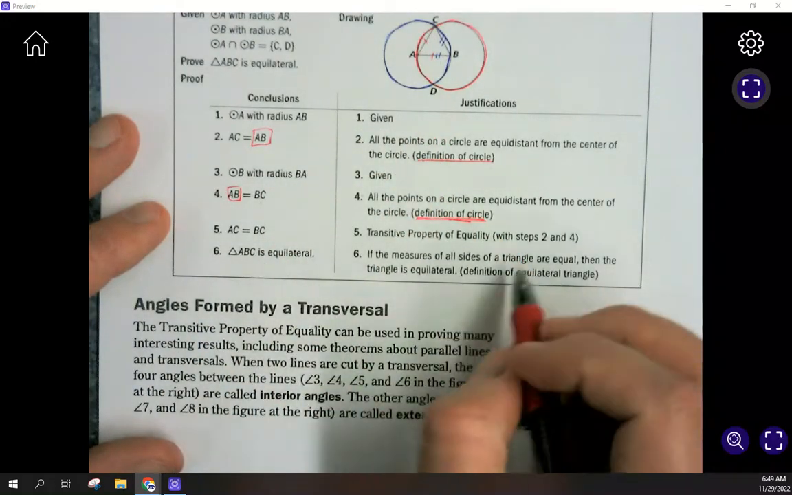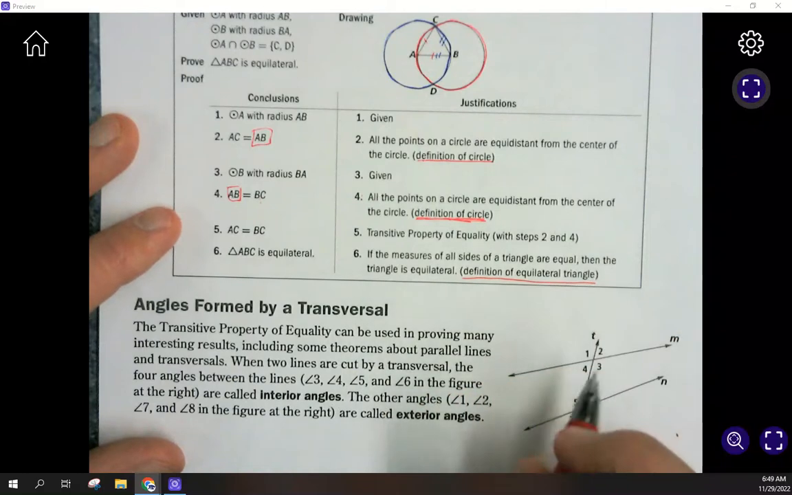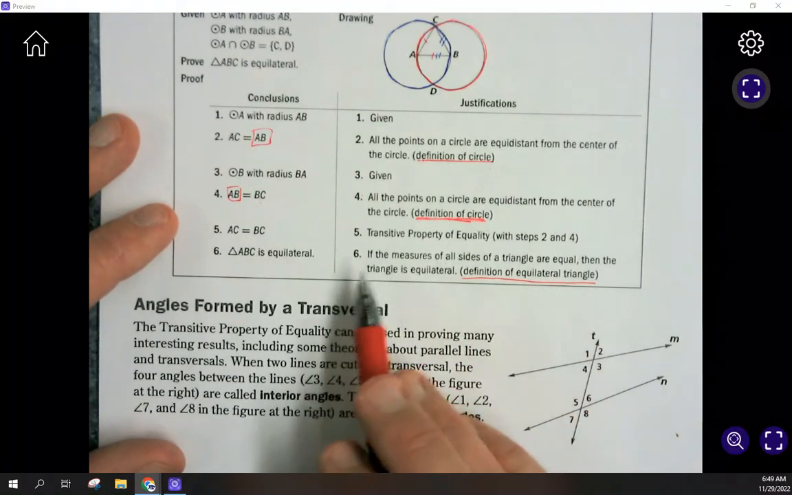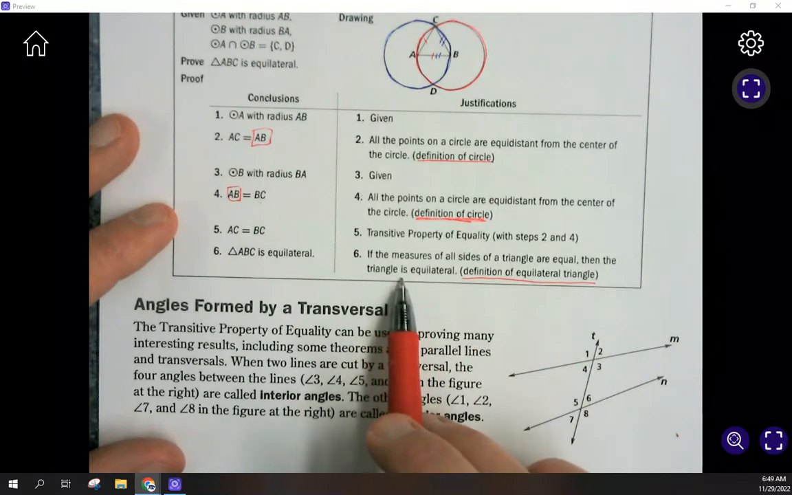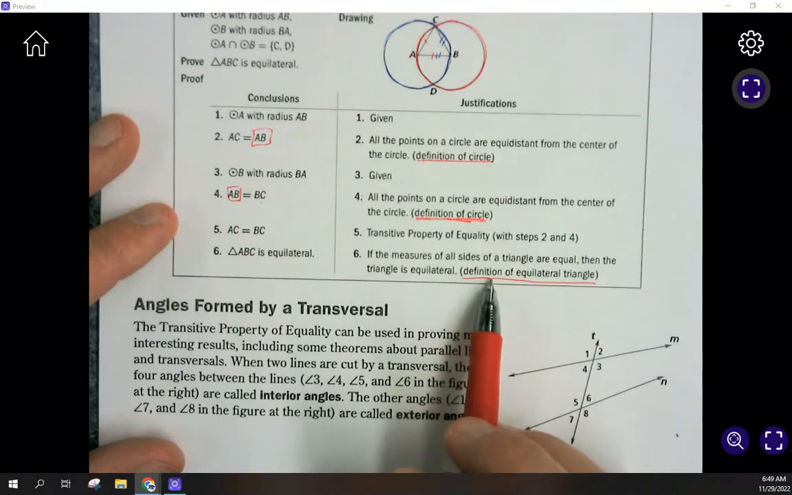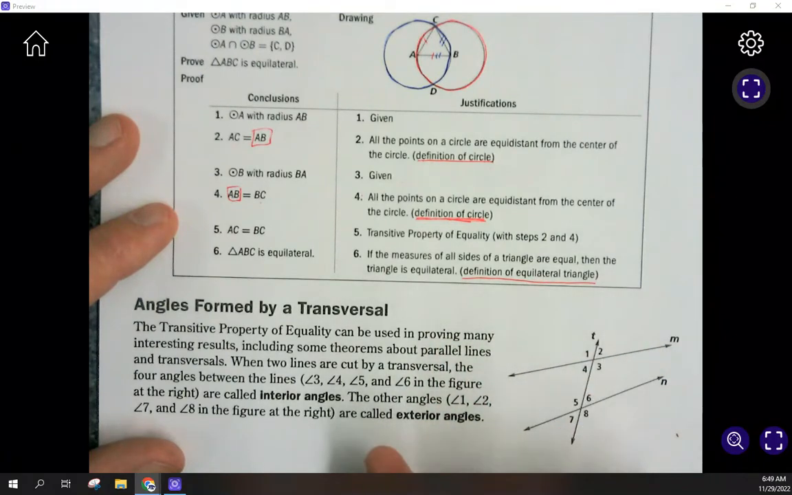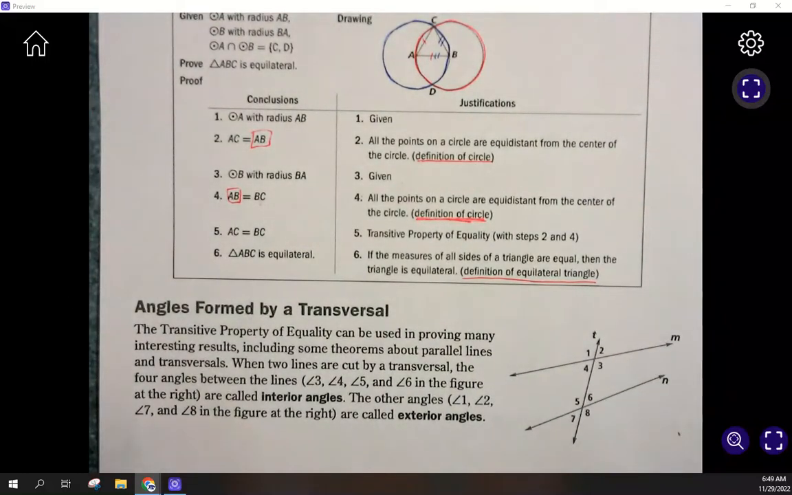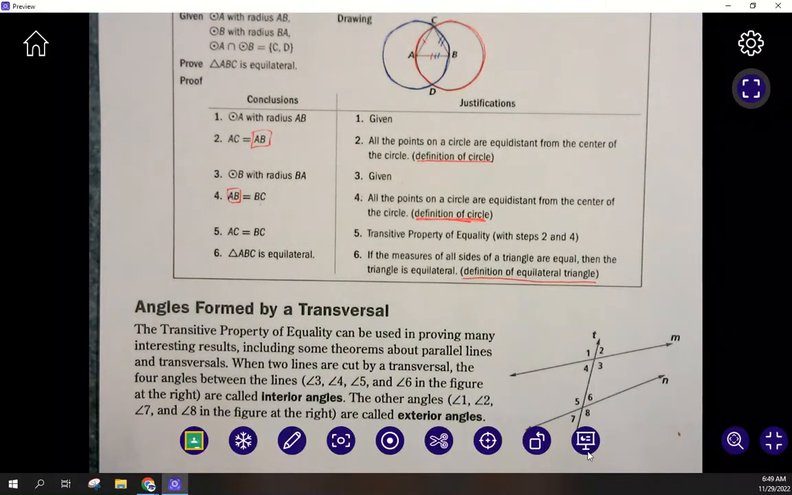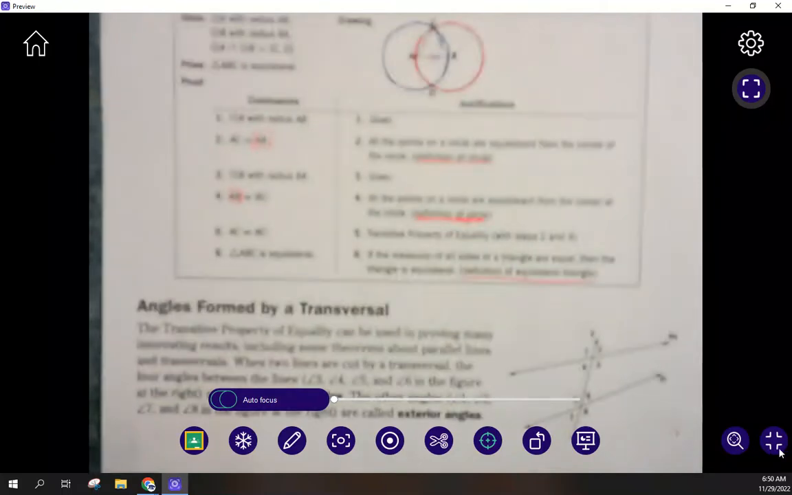Once we've now stated that all of these are equal to each other, we know we have an equilateral triangle, because that's the definition of what an equilateral triangle is. They wrote it out. They said the measure of all the sides of the triangle are equal, therefore we know the triangle is equilateral. You could just write that out, or you could just write the definition of an equilateral triangle. All right, so there's a quick look at what a good formal proof looks like. Let's get this back in focus for you.